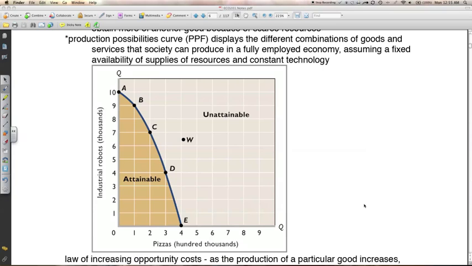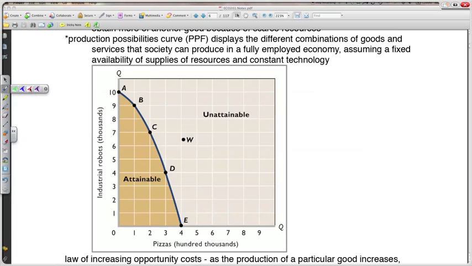All right, now we see the production possibilities curve. This line right here is just graphing all the numbers that we just talked about. So you can see here at point A, we're producing 10 robots and 0 pizzas. Whereas when we move to B, we're now producing 9 robots and 1 pizza. And notice how as we go more to the right, this curve gets steeper and steeper. It comes down faster and faster.